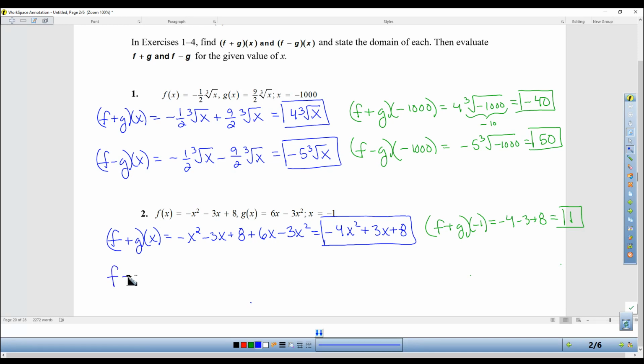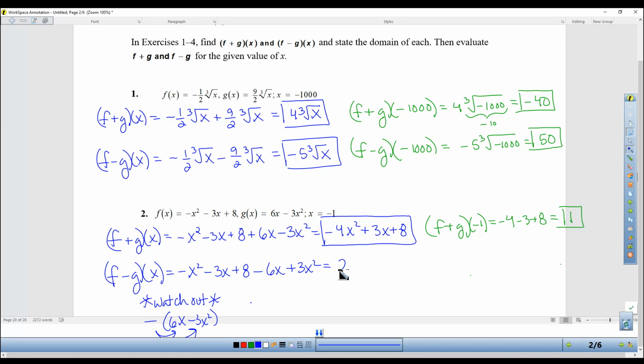The second one for number 2, f minus g of x. Of course, we've talked about this before, distributing the negative. That's where you're going to go wrong if you go wrong. So I have negative x squared minus 3x plus 8 minus 6x and then plus 3x squared, because it is minus the entire 6x minus 3x squared. So you have to distribute that negative. Now when I collect like terms, I get 2x squared minus 9x, still plus 8. And now I'm specifically going to find f minus g of negative 1.